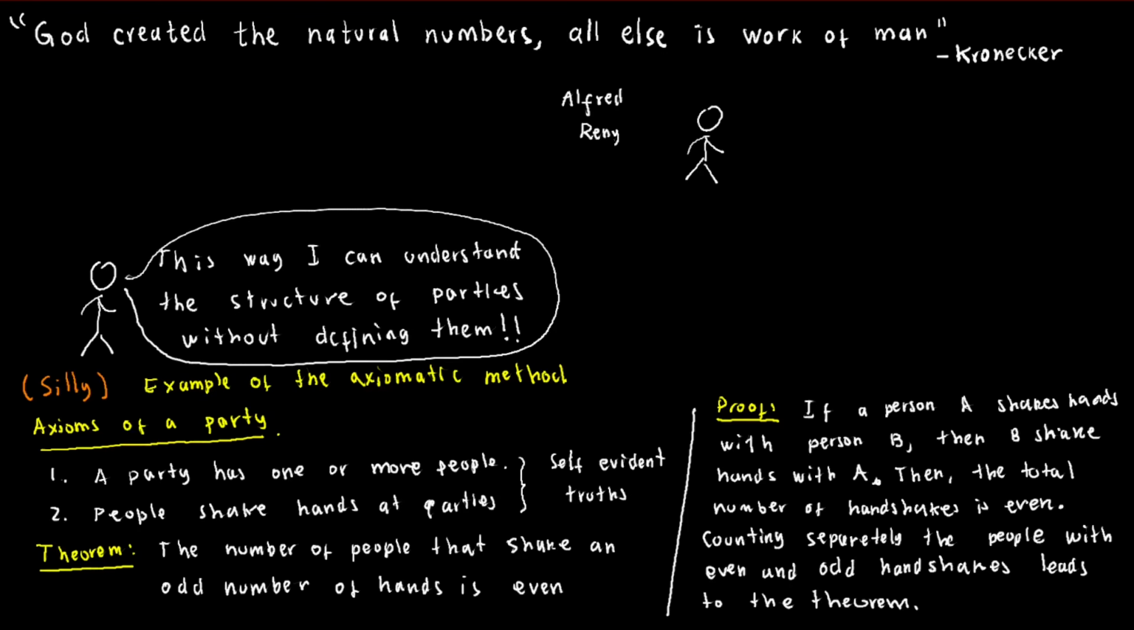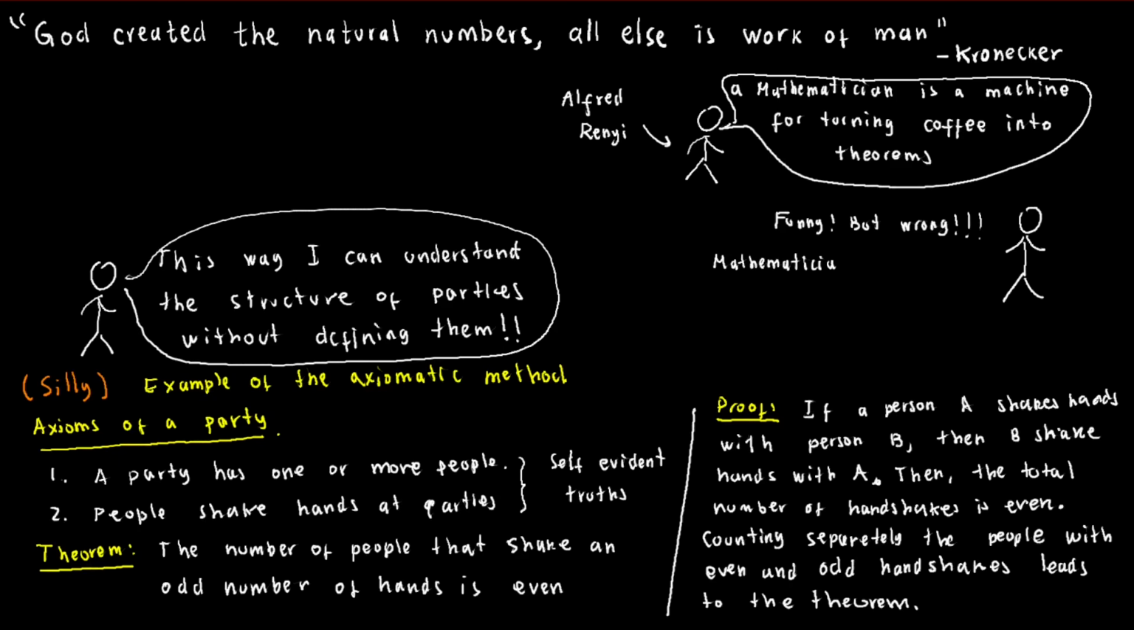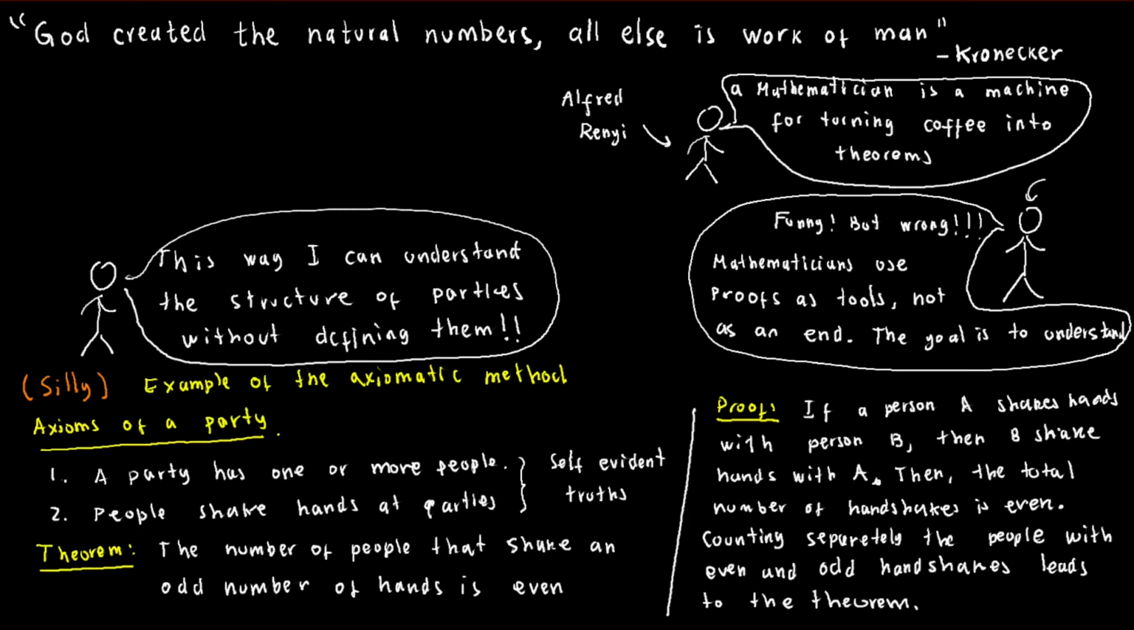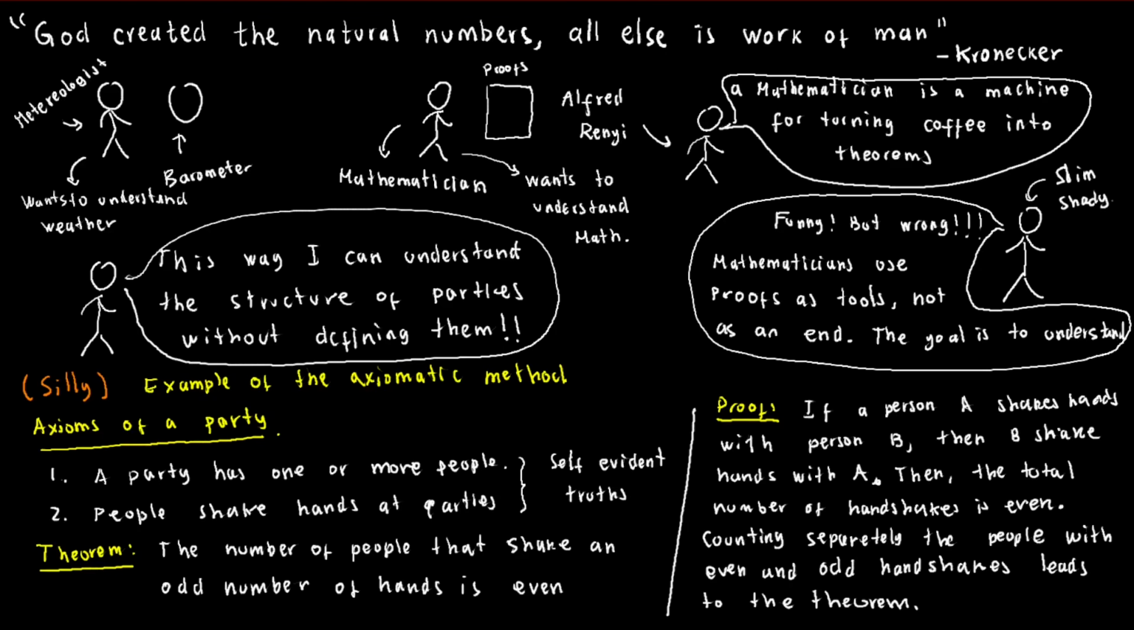While the axiomatic method has been successful in formalizing mathematics, it is important to understand that the goal of mathematics is not simply to prove theorems. In fact, viewing mathematicians solely as people who prove theorems is akin to viewing meteorologists solely as people who use barometers. The true goal of mathematics is to gain a deep understanding of mathematical objects and their properties.